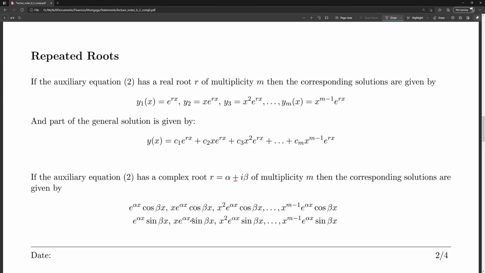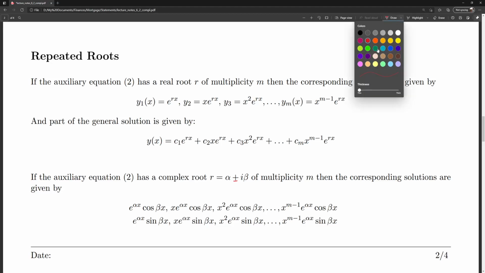And we also have all the solutions with sine beta x, namely e to the power alpha x sine beta x, x e to the power alpha x sine beta x, x squared e to the power alpha x sine beta x, all the way up to x to the power m minus 1 e to the power alpha x sine beta x.